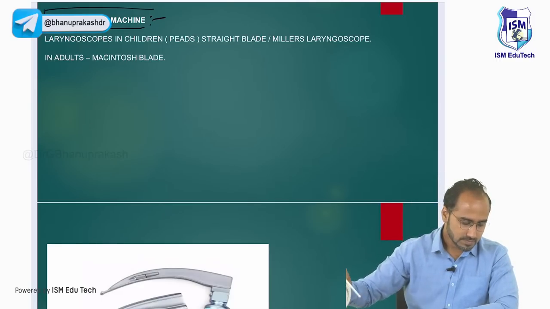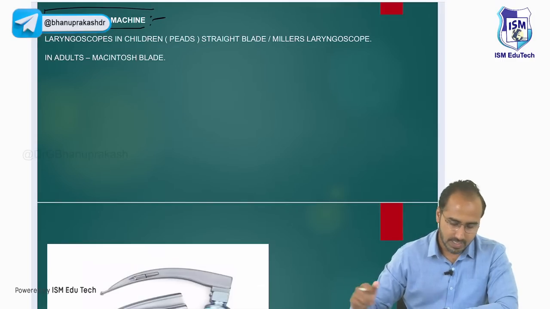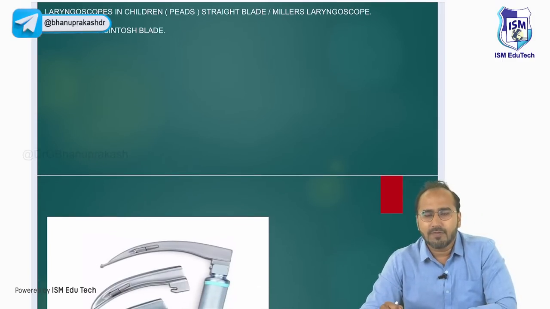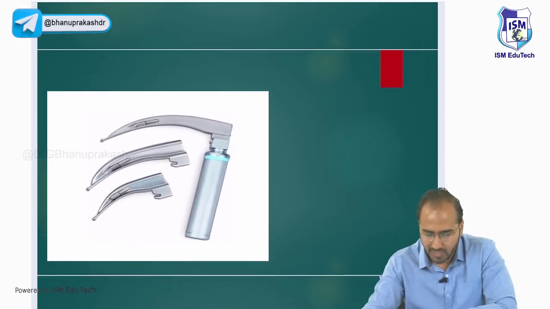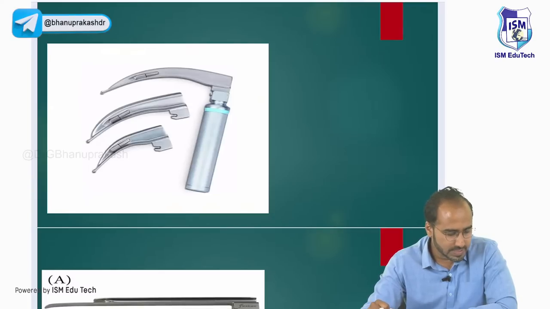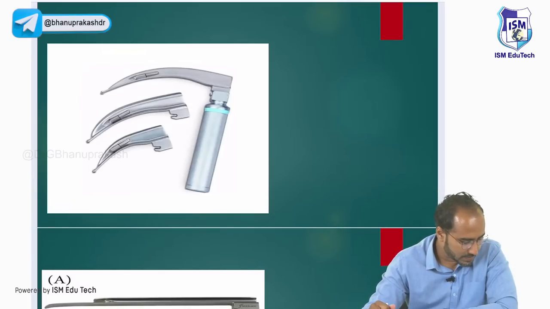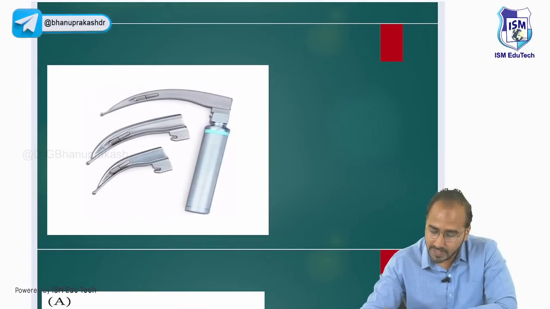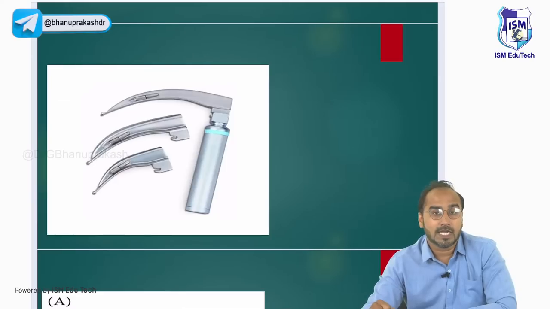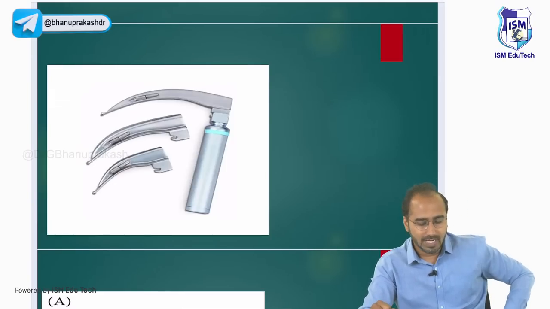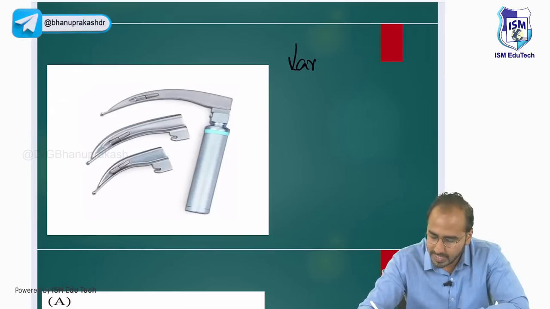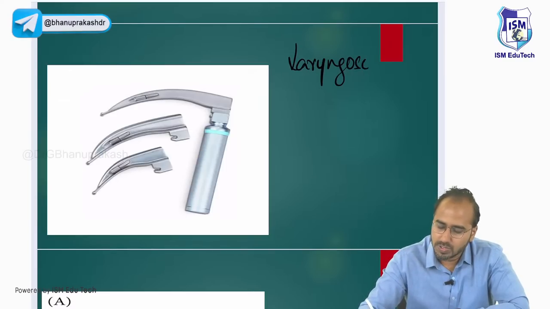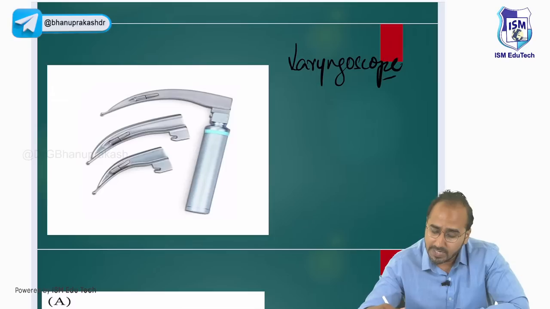Coming to equipment and machine, guys, we have to discuss this thing. What is this thing that is available on your screen? Perfect speed, thank you. Just look over here. What is this equipment? This is the equipment used for intubation. This is a laryngoscope. Which laryngoscope is it?